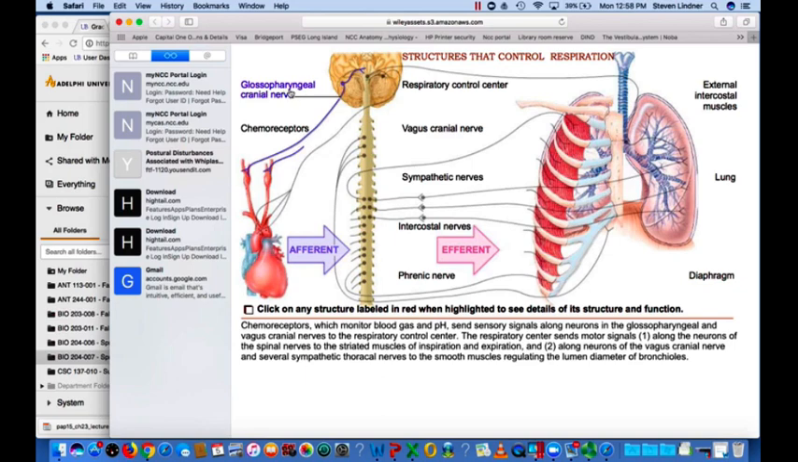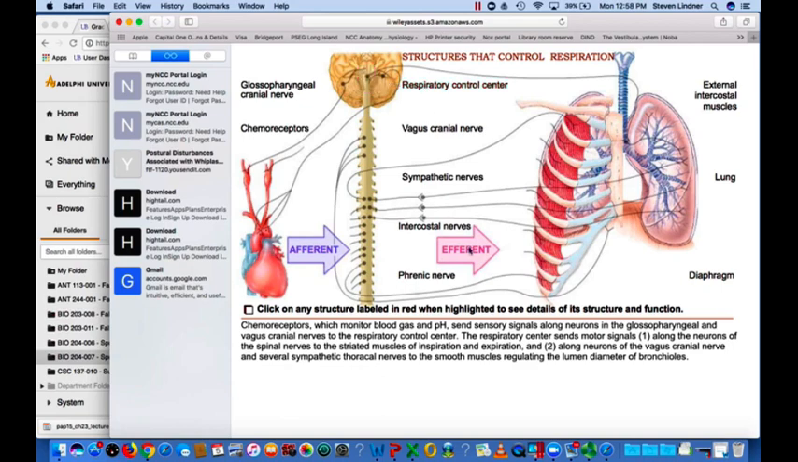Right up here we have the glossopharyngeal cranial nerve. That's cranial nerve 9. Remember, 3, 7, 9, and 10 are parasympathetic. We have chemoreceptors, right? And that's afferent information. So all of these chemoreceptors and the glossopharyngeal nerve are sending sensory input to the neural system.